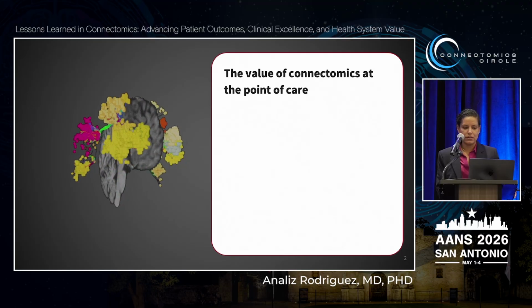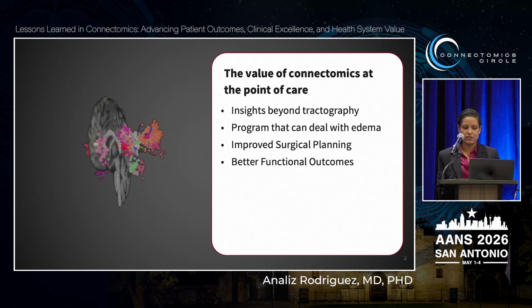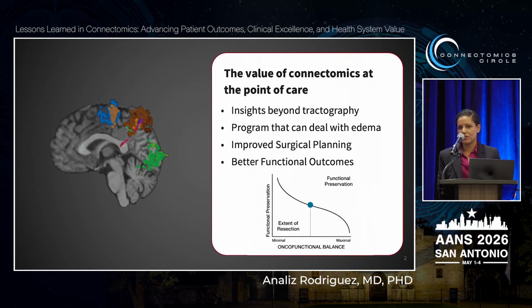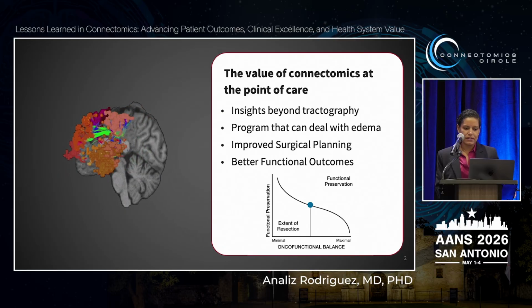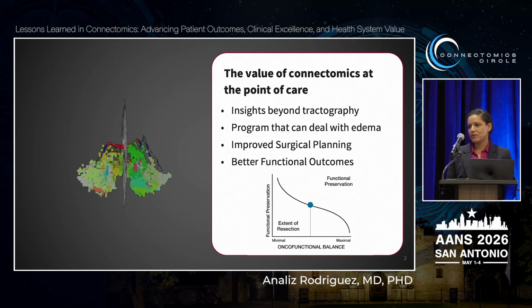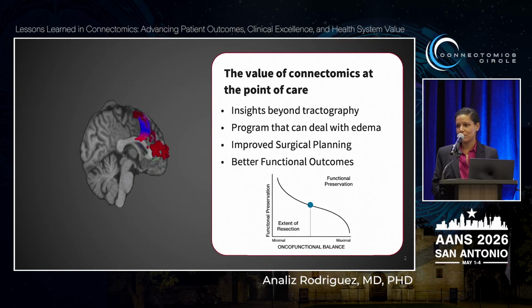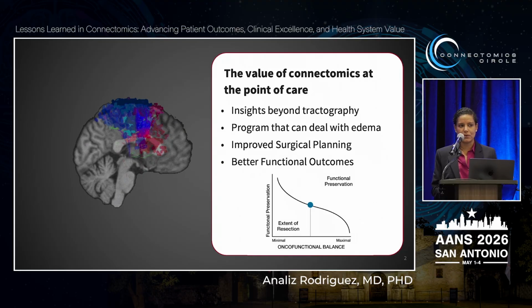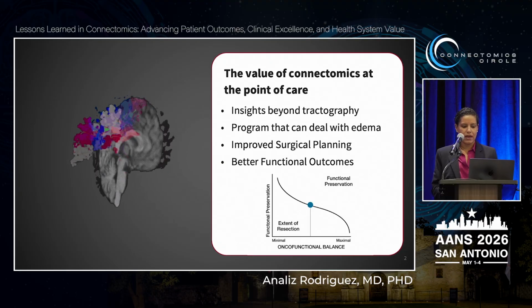Obviously, the main goal of Connectomics is to improve your oncofunctional balance. And I think that, as many of the speakers outlined today, it's more than just simple tractography, especially with some of the resting state fMRI work.